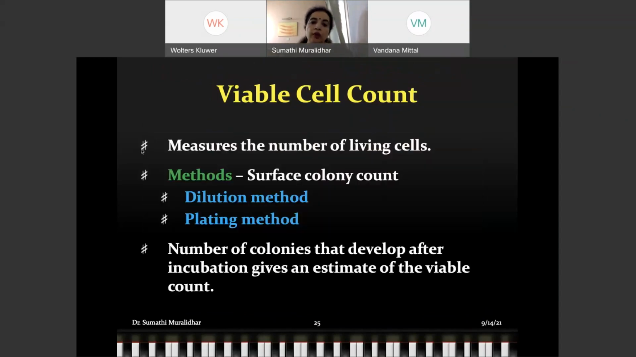Now coming to viable cell, this was about the total count. But when you come to viable count, how do you measure that? So it measures the number of living cells. So how do you do it? Either by dilution method or by the plating method. Here you count the number of colonies that develop after incubation, and it gives an estimate of the viable count.